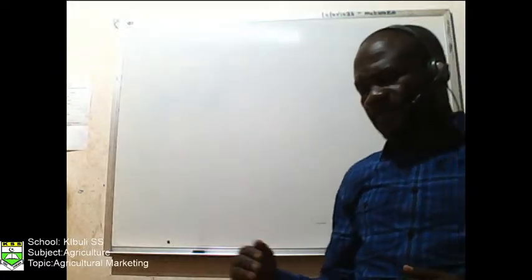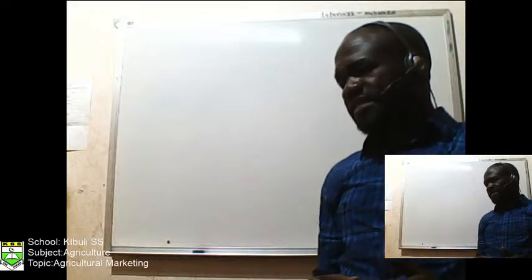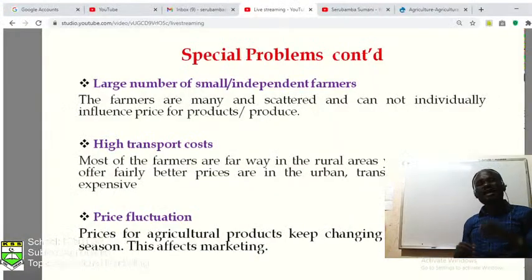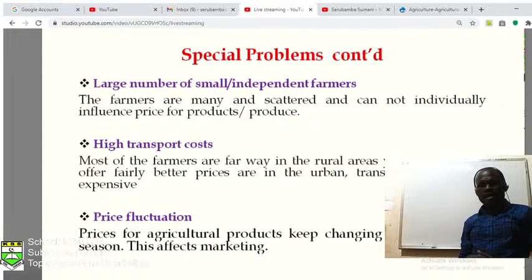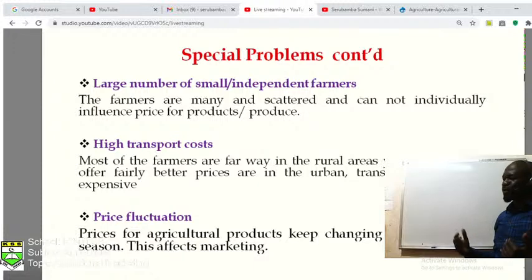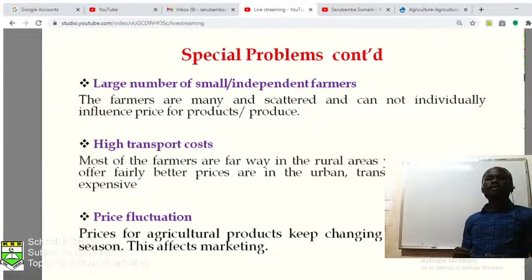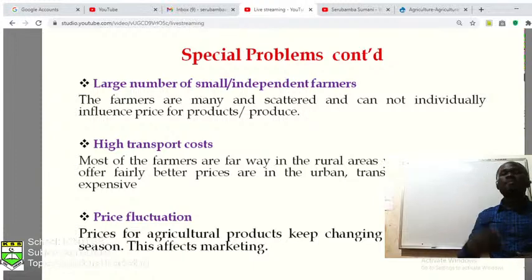Okay? Then the other problem is that there are many producers. There are many small producers scattered all over the country. Many peasants around. Many people are producing the same products. And because of that, remember, these different people have different problems. It is very hard for any one of them to influence the price.